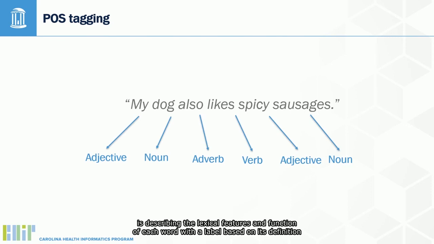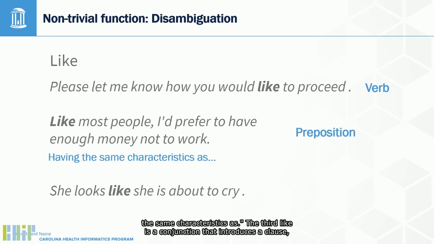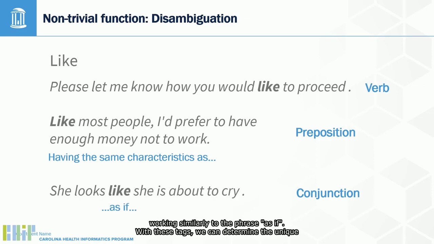What we are doing here is describing the lexical features and function of each word with a label based on its definition and context. These tags are not trivial, because in many cases, a word can have more than one category in a sentence. With POS tagging, we can distinguish those different categories. For example, here we have likes in three sentences. The first like is a verb, the second is a preposition with the meaning of having the same characteristics as. The third like is a conjunction which introduces a clause, working similarly to the phrase as if. With this tagging, we can determine the unique lexical category of a word in the context of the sentence.